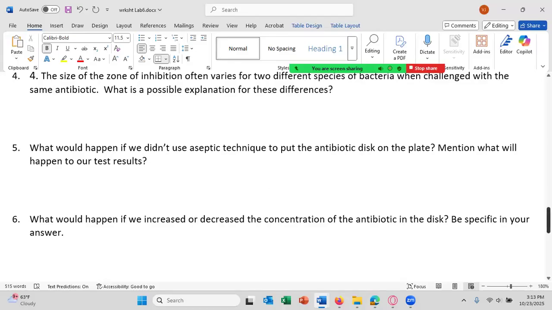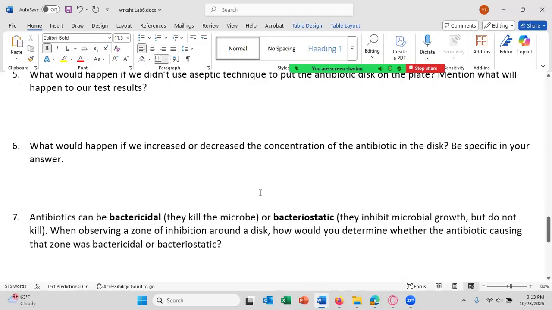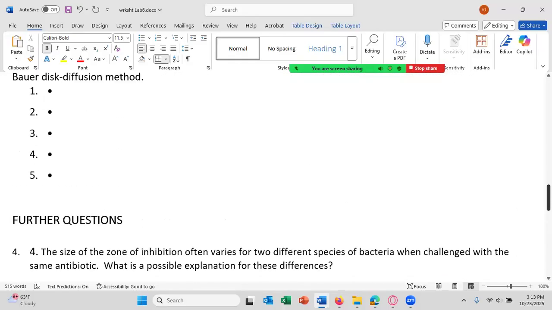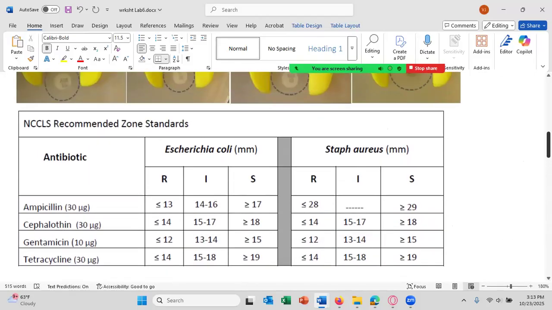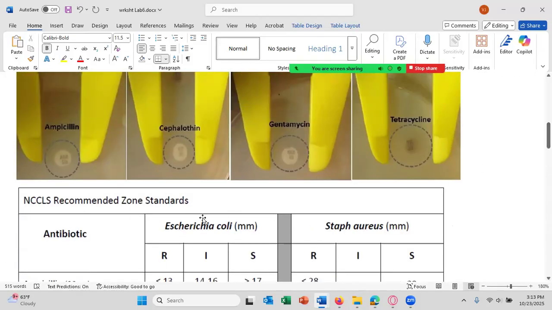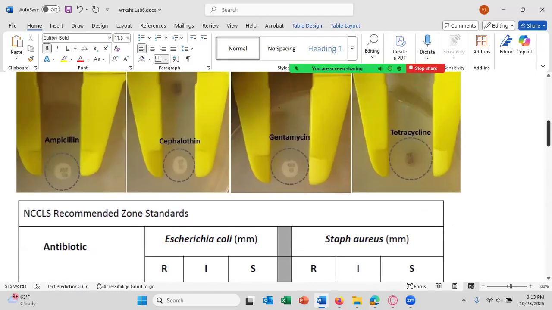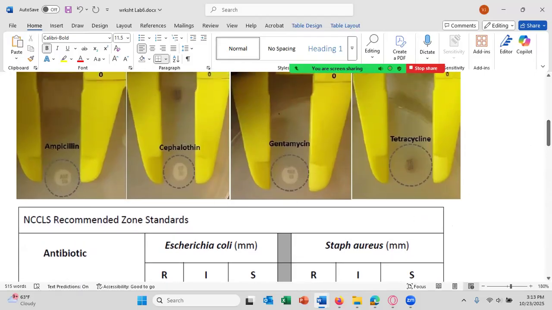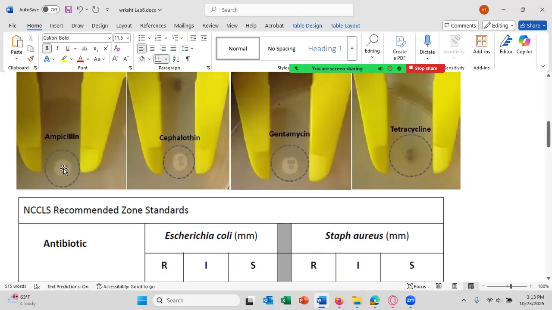6. What would happen if we increase or decrease the concentration of the antibiotic in the disc? Be specific in your answer. So right here, we have a given amount of antibiotic, ampicillin, in the disc. I'm not sure what it is because I can't read that there. But what would happen if we put more antibiotic in the disc? What will happen to the zone of inhibition? And then what will happen if we put less antibiotic in the disc?